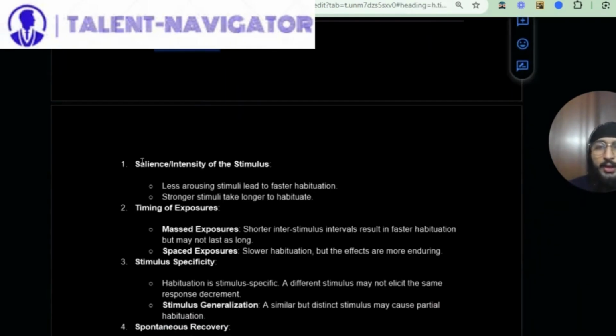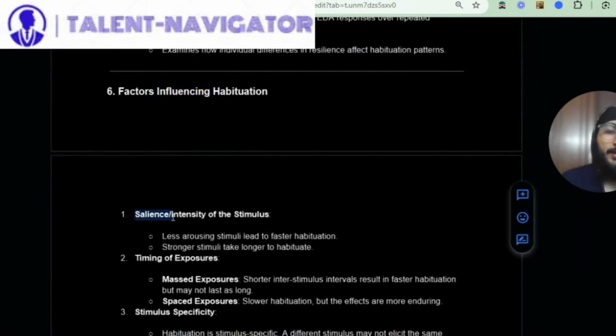Now, factors influencing habituation. There are mainly five factors. First is salience or intensity of the stimulus. Less arousing stimuli lead to faster habituation. Stronger stimuli take longer to habituate.